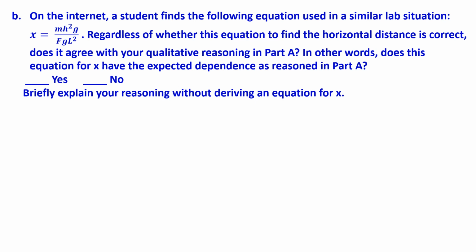X is equal to mhg over fg L squared. Regardless of whether this equation to find the horizontal distance is correct, does it agree with your qualitative reasoning in part A? Your qualitative reasoning in part A doesn't have any data yet. In other words, does this equation for x have the expected dependence as reasoned in part A? Yes or no?